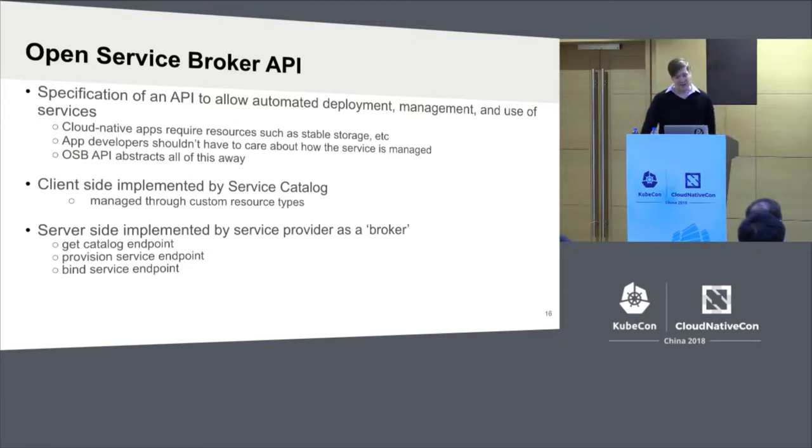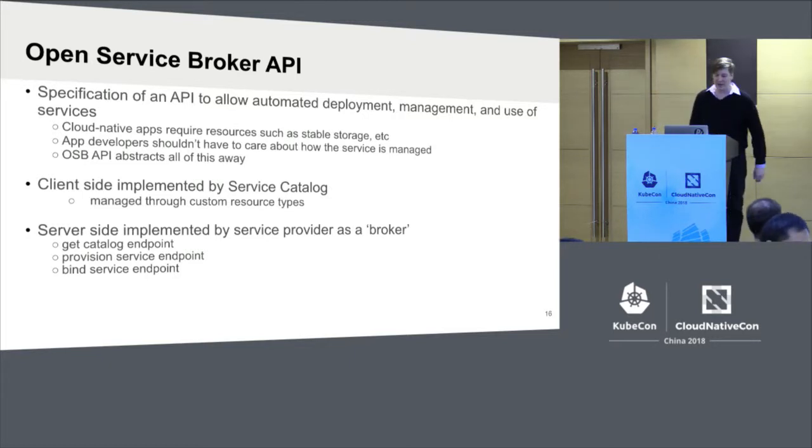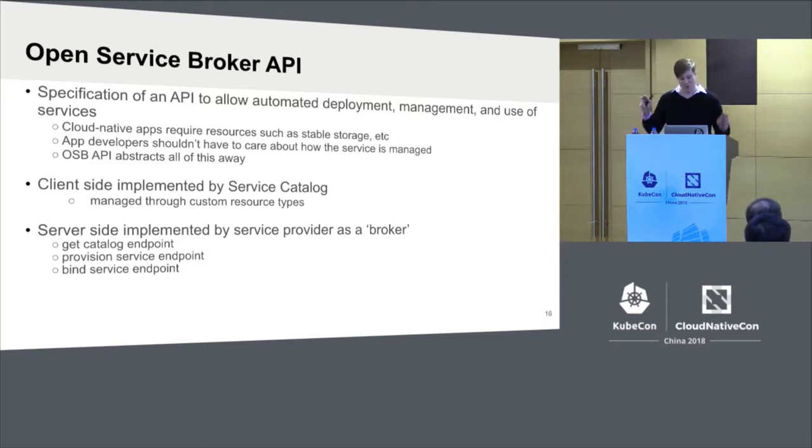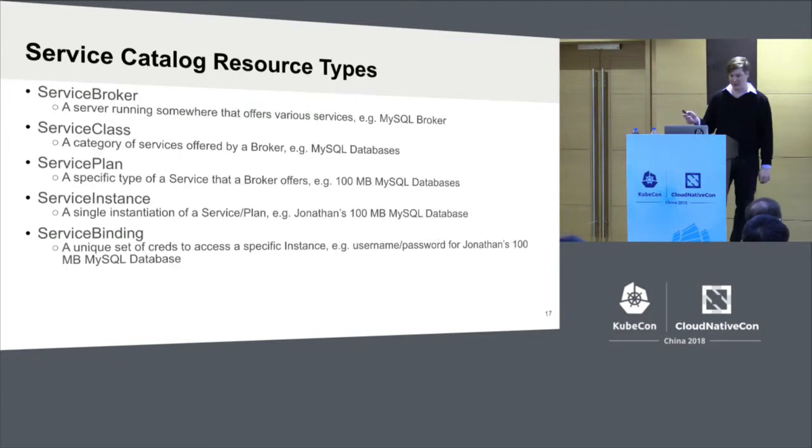It's an API, so it has two sides, the client side and the server side. The client side we implement as Service Catalog. The server side is implemented many times in various service brokers, that's what they're called. They have three main endpoints that I'm going to care about for the purposes of this talk. They have a catalog endpoint, which returns the list of all the services offered by the broker. They have an endpoint to provision: give me an instance of this specific service. And then they have a bind endpoint: now that I've provisioned this instance of a service, give me the credentials to access it. That's the thing that we actually implement.